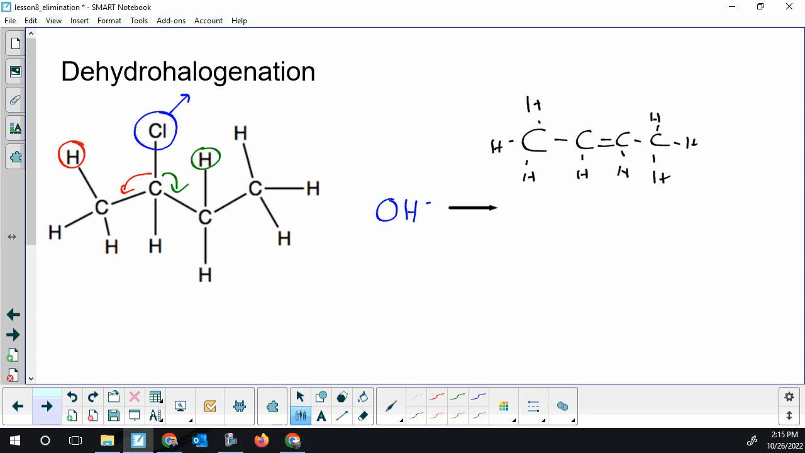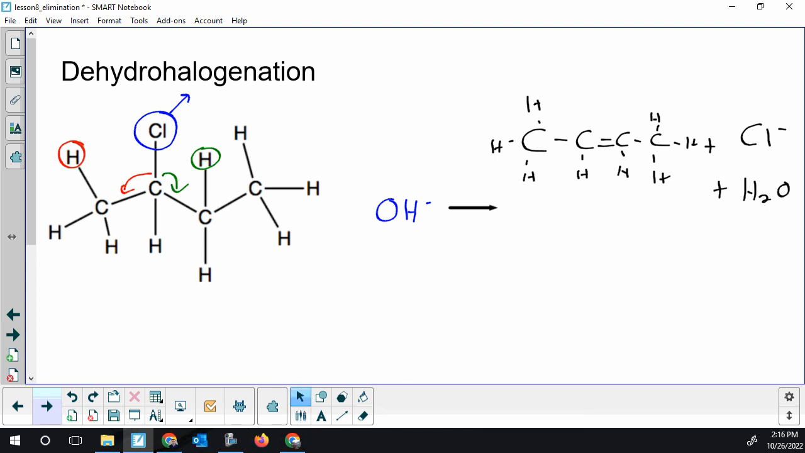We had the Cl come off. That's going to come off as a chloride ion. And the hydroxide is going to pull off an H. So what would an H and hydroxide make? H2O, and that's a water. Now we're not quite done. We did the green version.